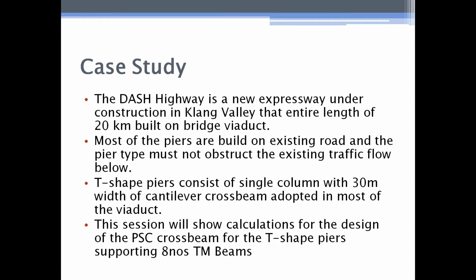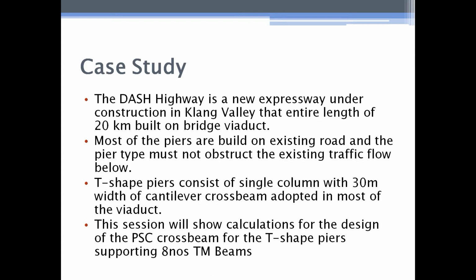I was involved with some packages of this project, and Midas Civil was primarily used for analysis and design of the bridge T-type pier. The highway is a new expressway under construction, currently with an entire length of 20 km built as bridge viaduct. Most of the piers are built on existing road, and the pier type must not obstruct the existing traffic flow below. T-type pier is the best option in this matter.